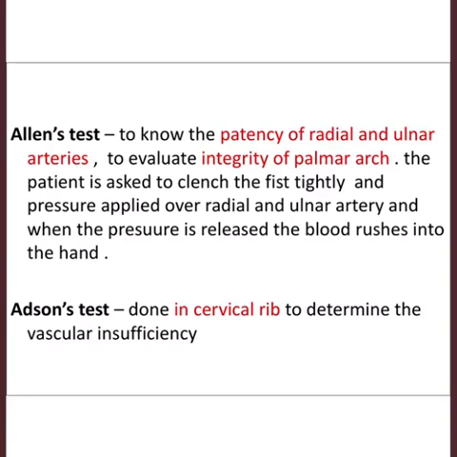Allen's test is to know the patency of the radial and ulnar arteries. How to do it? You ask the patient to make a fist and squeeze, then put pressure on both the radial and ulnar side of the distal forearm. Then release one by one and look for the return of the pink color of the palm. Adson's test is done in cervical rib to determine vascular insufficiency.